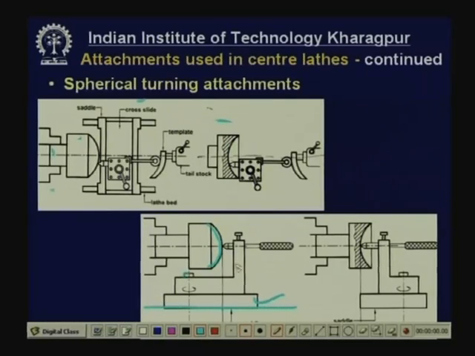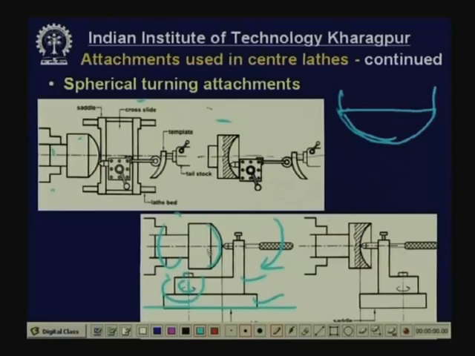So, this block can be rotated about this pin, rotated with the help of this handle. Now, when you move this handle, the locus of the tip of the tool will be a circular arc, and then because of the rotational job, this will be replicated this side also, and then you get the entire spherical surface here.